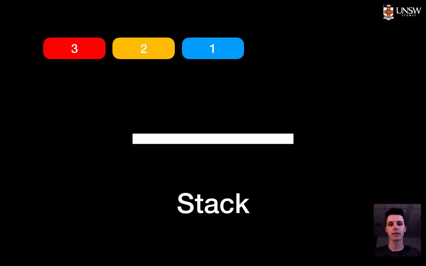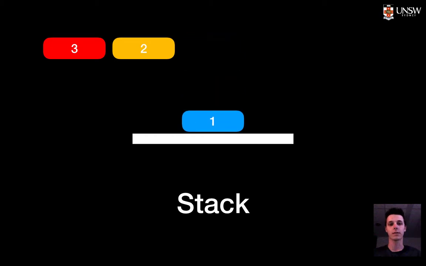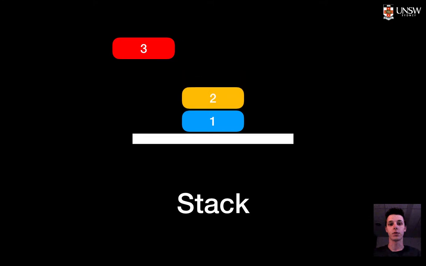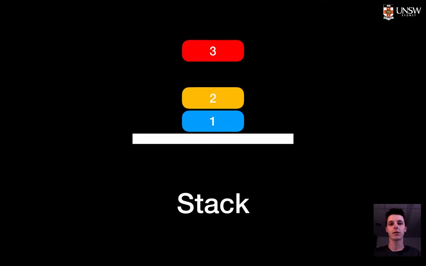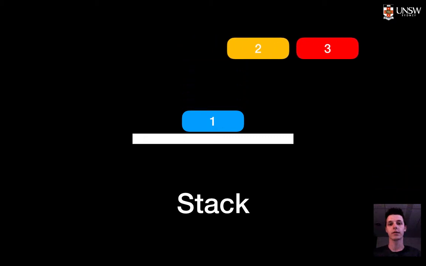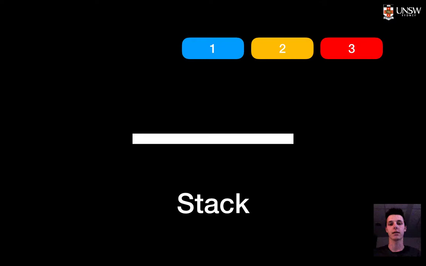So here we have a stack and several items which we're going to put onto the stack. So let's put item 1 onto the stack, and then item 2, and then item 3. And let's pull the items off the stack. We'll pull item 3 off the stack, and then item 2, and then item 1. Notice that the order that they came off the stack was the reverse of the order that they went onto the stack. So we can use this property of stacks to achieve what we want with our program.